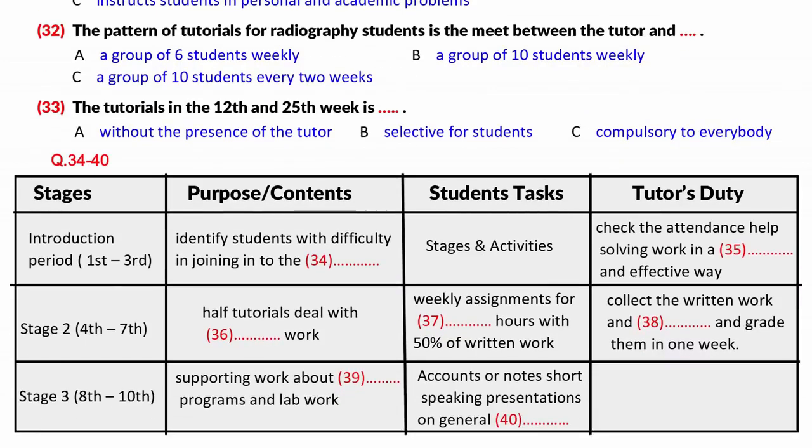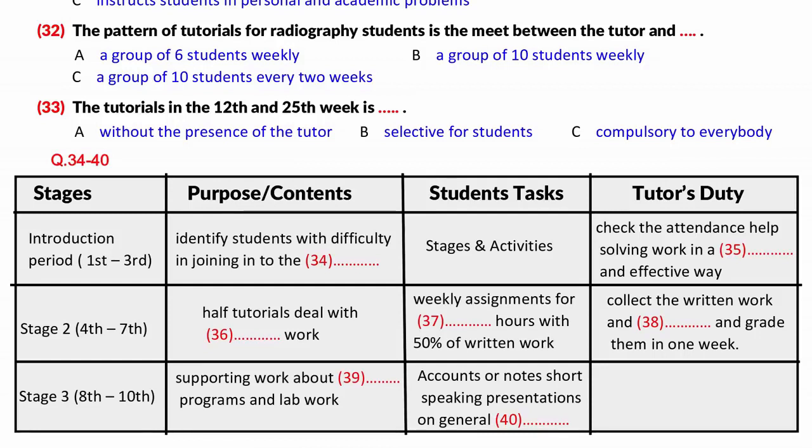Now I'm going to introduce to you the stages and activities of the tutorials. The induction period is from week 1 to 3. I know that a significant minority of you experience culture shock during your first few months at university, and the important function of this stage is to identify students who are having difficulty integrating into the academic program. In particular, tutors should check your attendance of lectures, tutorials, laboratory sessions, and this sort of thing. Tutors also help you tackle work in a systematic and effective manner.